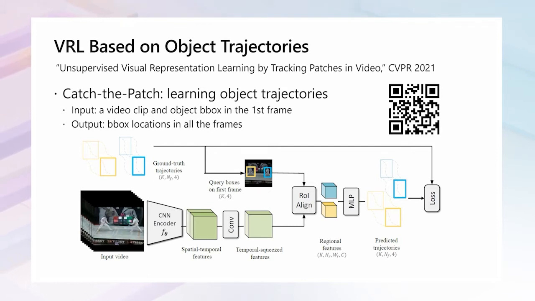The pretext task we invented is called catch the patch. The idea is to let the network learn features which could efficiently predict object trajectories. So the input to the network is a short video clip and some query bounding boxes in the first frame. The desired output is the location of the query boxes in all the subsequent frames, or trajectories.